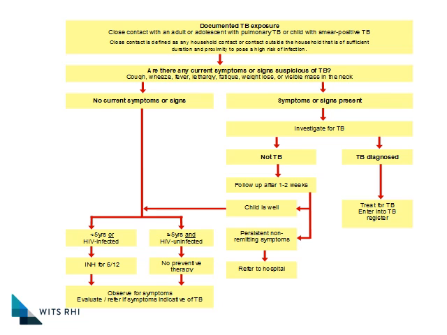This is the algorithm that we use for documented TB exposure. I'm not going to talk about the right-hand section. I want to talk about the left-hand section where we have a patient who's got no current symptoms or signs. So in the current guideline, if that child is less than 5 years old or is HIV infected, then we're going to give that child INH for 6 months, and we're going to keep a very close eye on them to see whether they're going to develop TB.